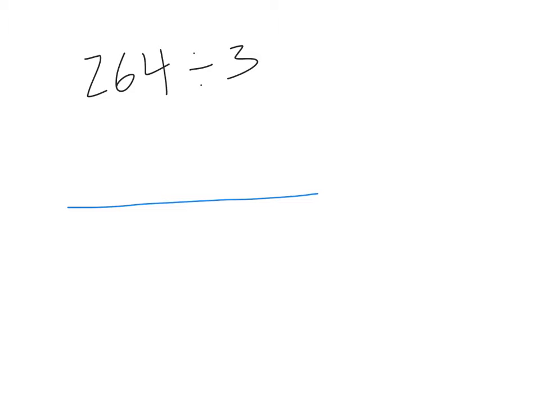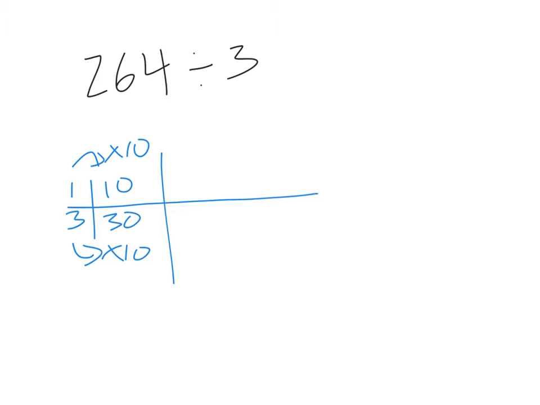264. And I know that if I have one group of 3, I'd have 3. I'm going to make some jumps on my ratio table here so that I can get closer to 264. I'm going to start off by making a friendly jump, multiplying top and bottom by 10. I'd have 10 and 30. I love multiplying by 10 or dividing by 10 because it always gives me friendly numbers.